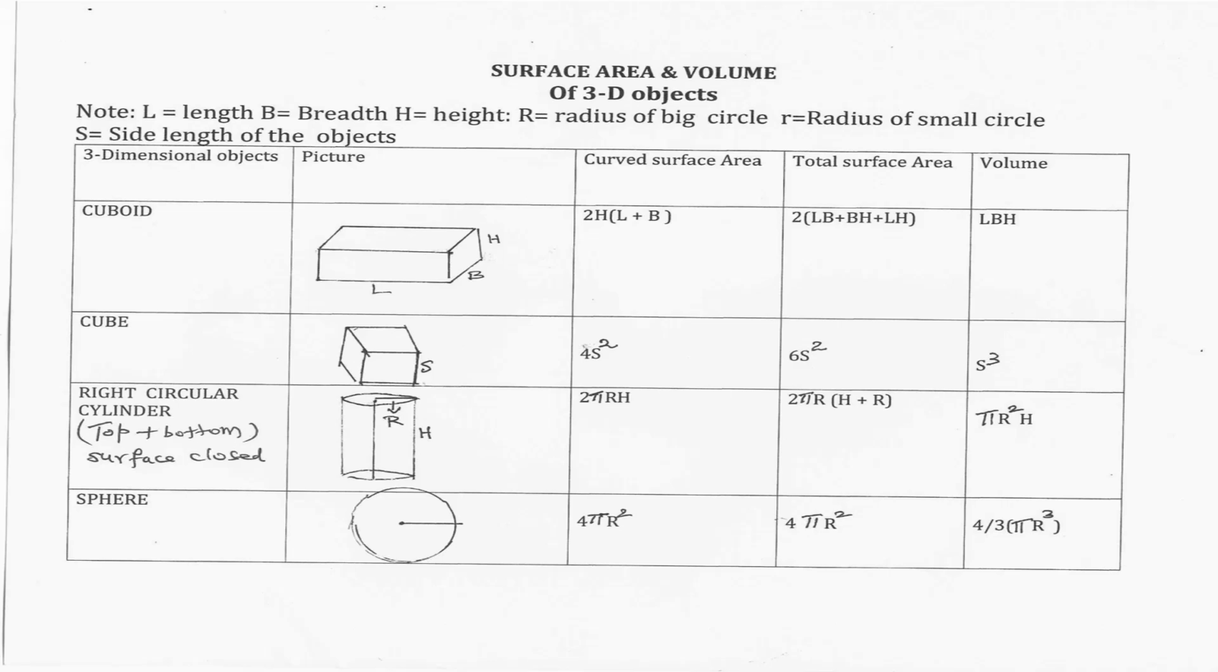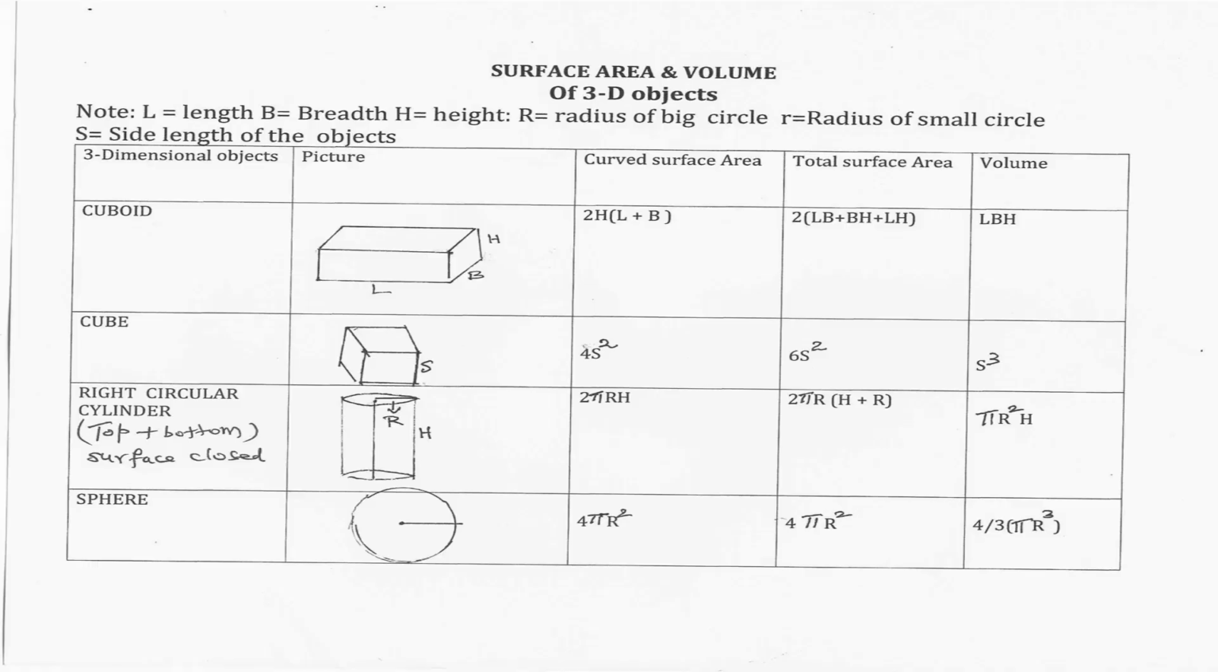Three-dimensional objects, cuboid. The curved surface area, total surface area and volume of a cuboid are given here. Cuboid has length, breadth and height. Curved surface area thus is equal to 2h into (L plus B). Total surface area is equal to 2 into (length into breadth plus breadth into height plus length into height), which is equal to 2 into (LB plus BH plus LH).